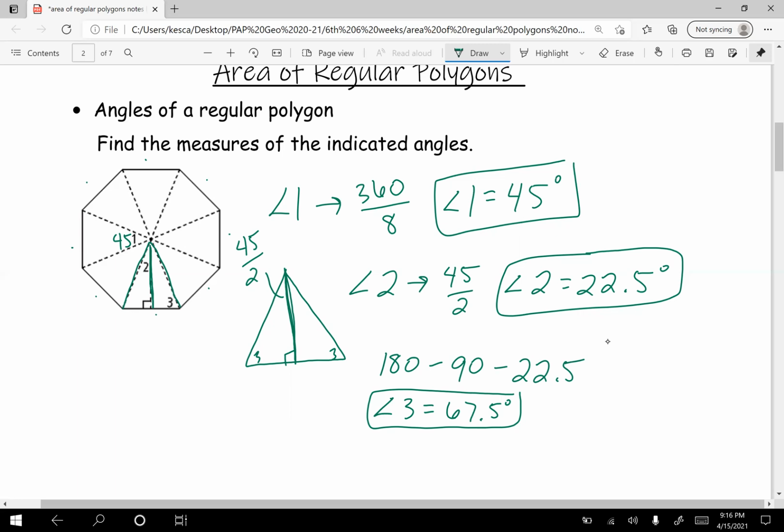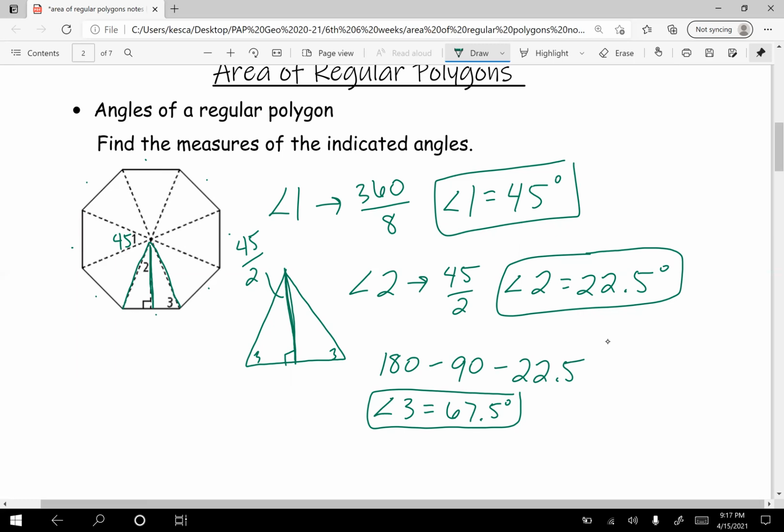And then to find angle 3, you're going to do 180 and take away 90 because it's a right triangle here, and you're going to take away that angle 2 that we found, and that would be your remainder. And of course, there are other ways to figure these out, but that's the most direct.